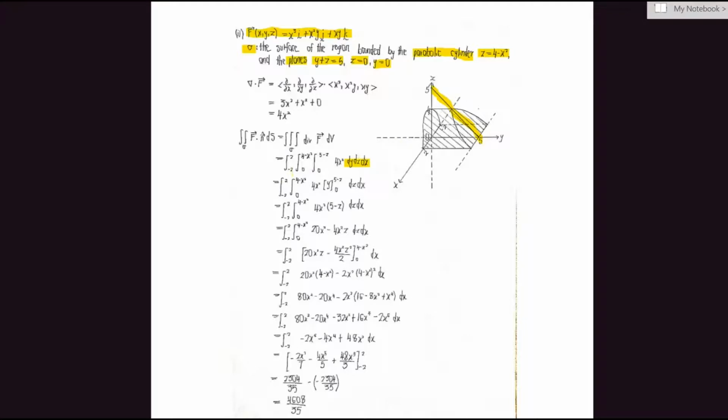So for x, we put z equal to 0, so we get the x limit is plus minus 2. So for the limit of x, we get negative 2 until 2.